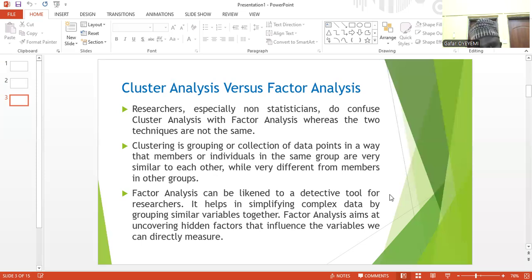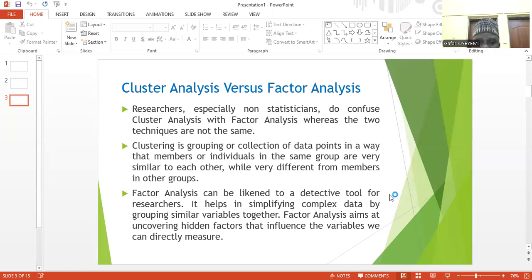We talk of cluster analysis when we group or collect data points or observations in a way that members or individuals in a particular group are very similar to one another, and they will be quite different from members in other groups. That is clustering, or what we call cluster analysis.